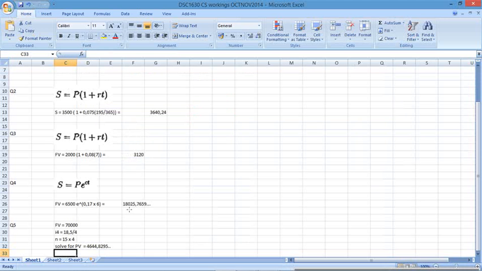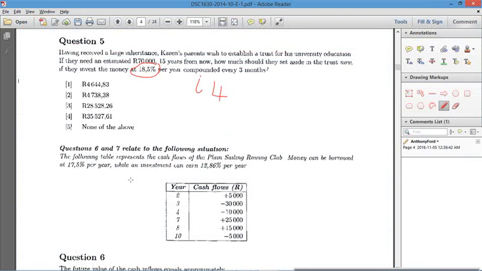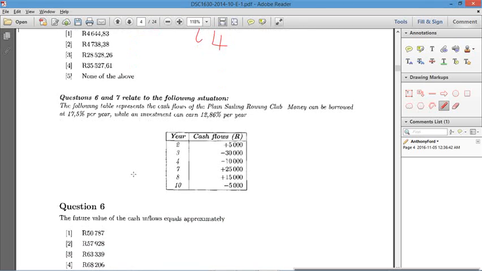Alright, and that is option number 1. So simple enough, just identify the variables. No need to draw a sketch. You could have if you wanted to. It would have been a very basic diagram, but it is very useful as well.